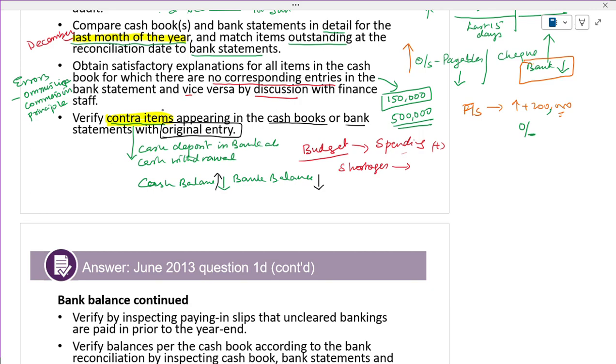Cash balance has been debited, bank balance has been credited. Simultaneous debits and credits should be matched. This is called contra items. Remember carefully, if you want, you can write down in your notes. These are the transactions which affect cash and bank balance simultaneously. Example, cash withdrawal or cash deposit in our own account. Okay, in our own account.